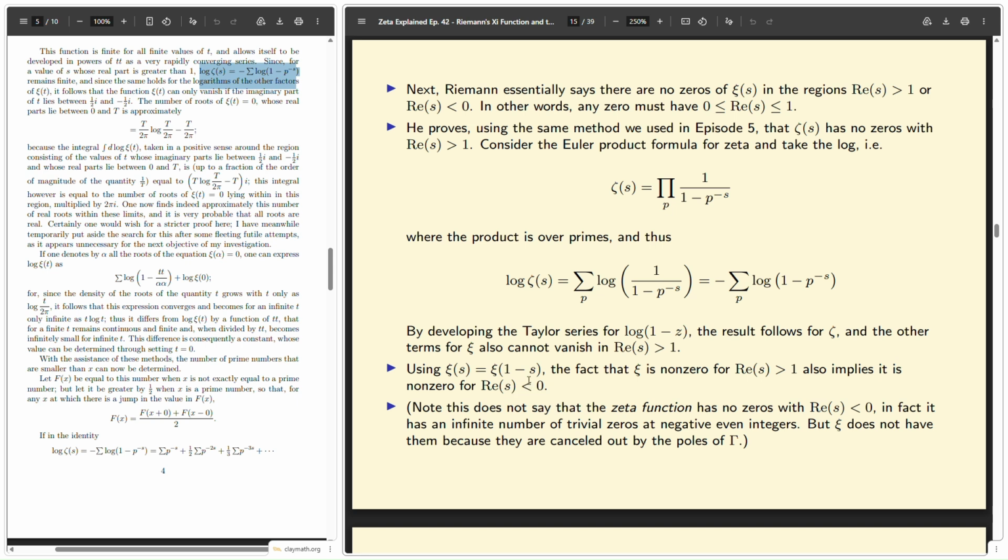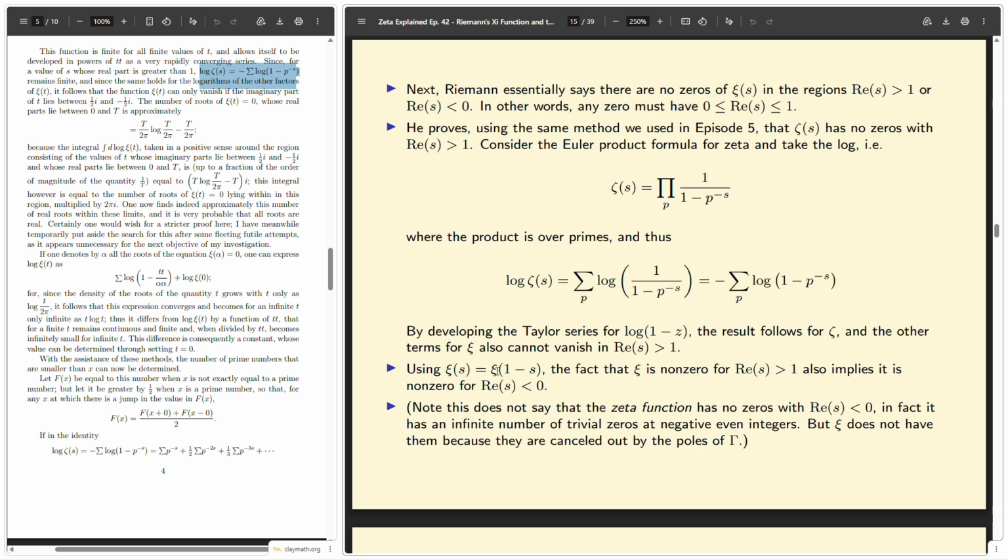And if you've thought about the zeta function a lot before, you probably know that there are some trivial zeros of the function at negative even integers. And this part right here seems to contradict the thing that you know. I'm going to claim it's not a contradiction. So note that this statement right here is not saying that the zeta function has no zeros with real part of s less than 0. It is just saying that the xi function has no zeros with real part less than 0.